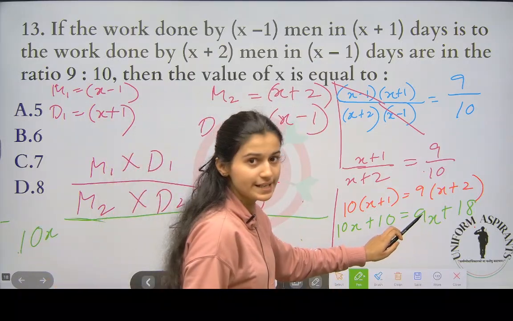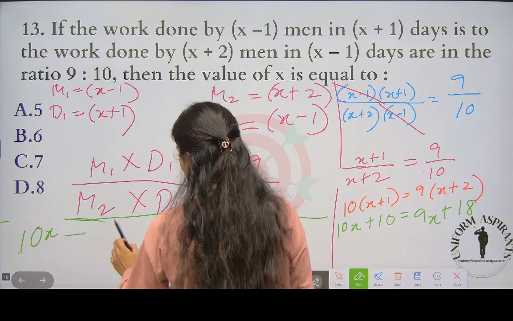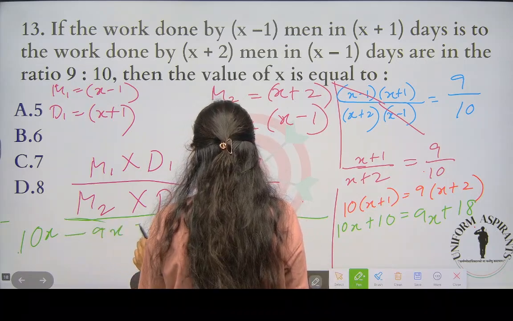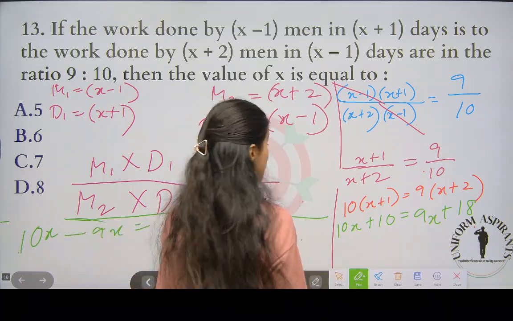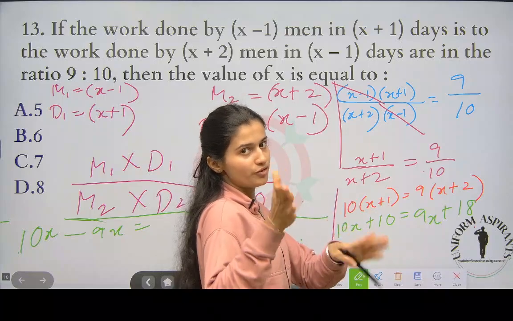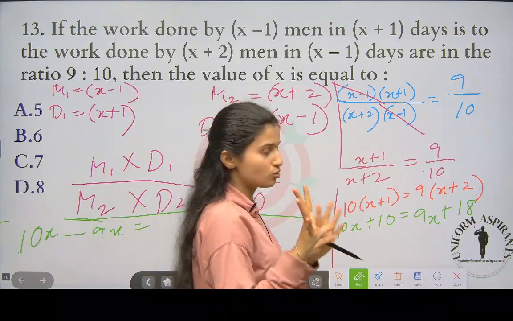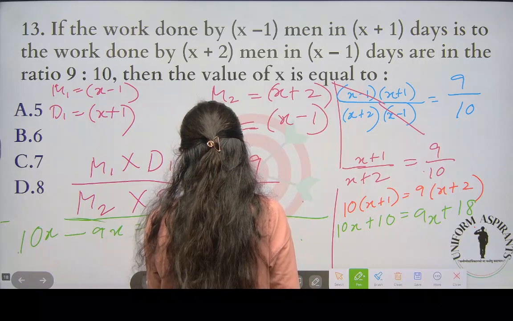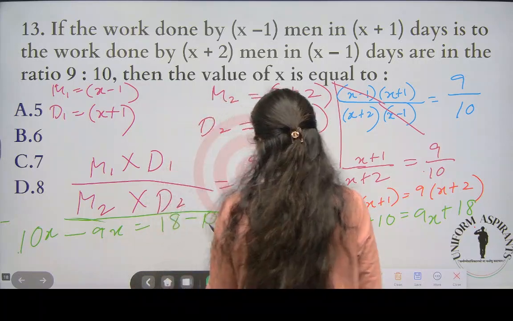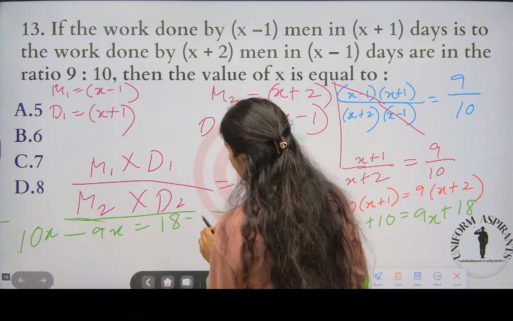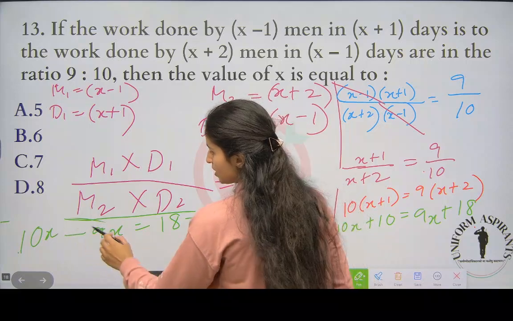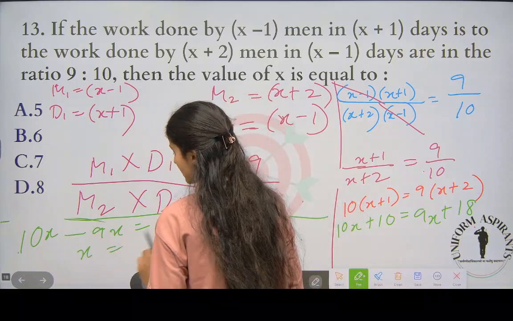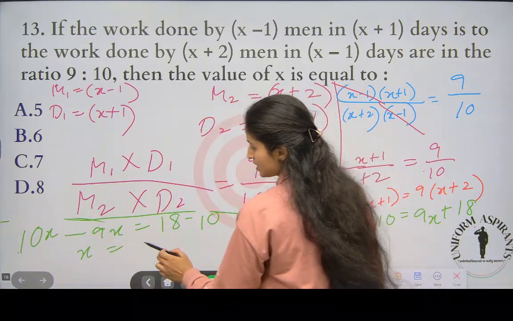This 9x from this side will come to this side. Okay, it will become minus. I told you that signs get changed. Signs are changed when they are moving from one side to the other side of equals to. Only equals to 10. Here 18 is there. It will become minus 10. So 10 minus 9 is x, means 1x means x only. 18 minus 10 is 8.